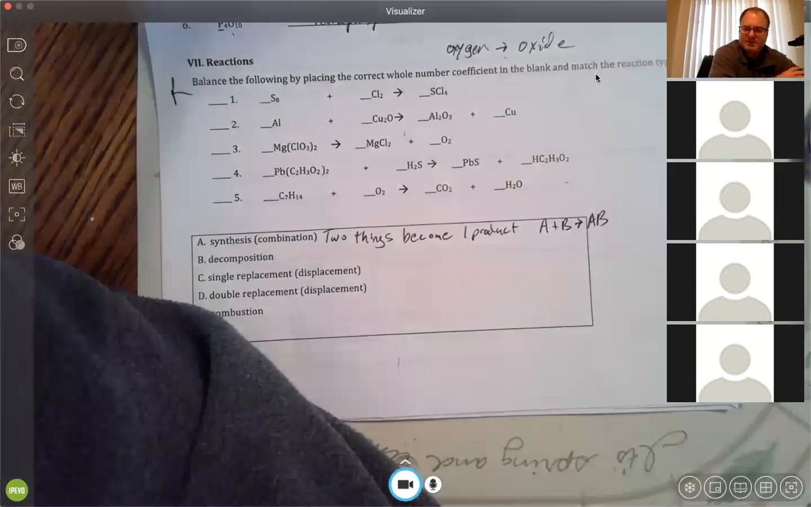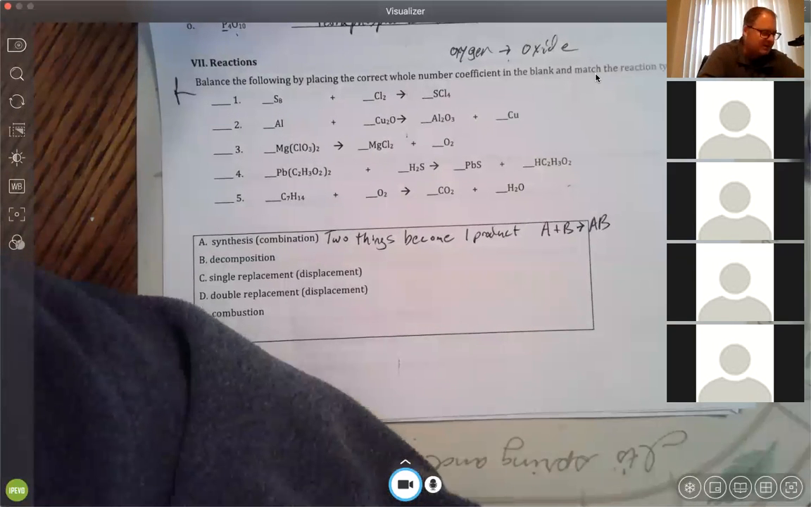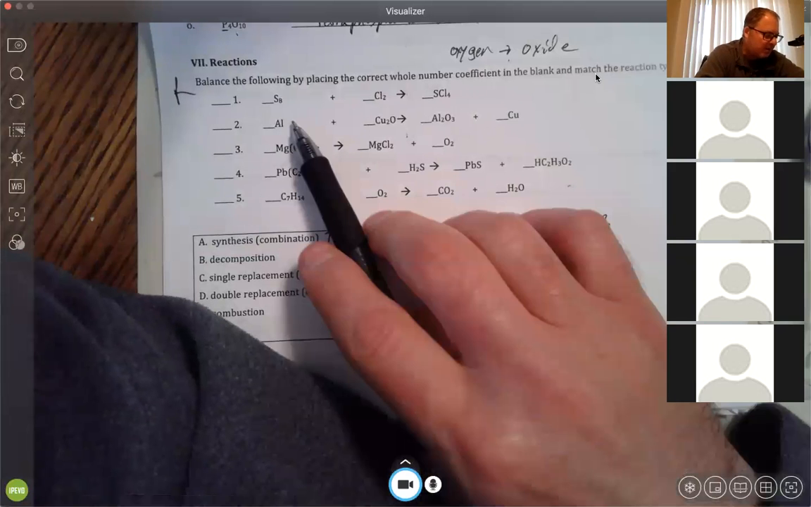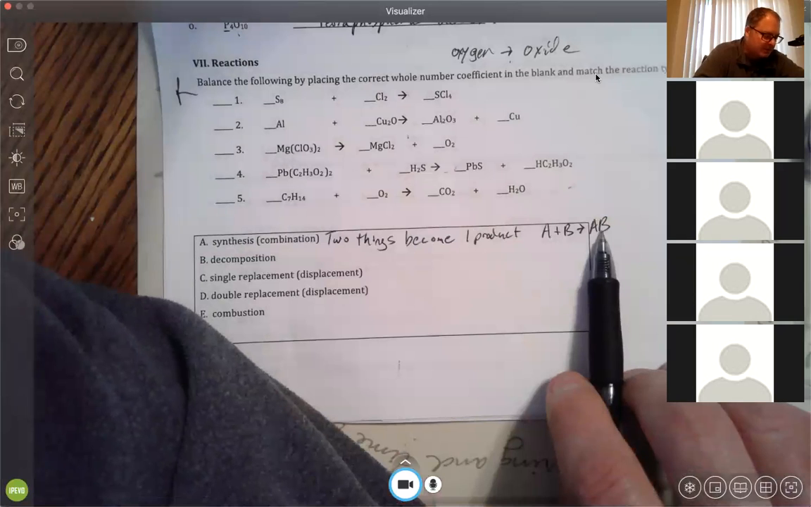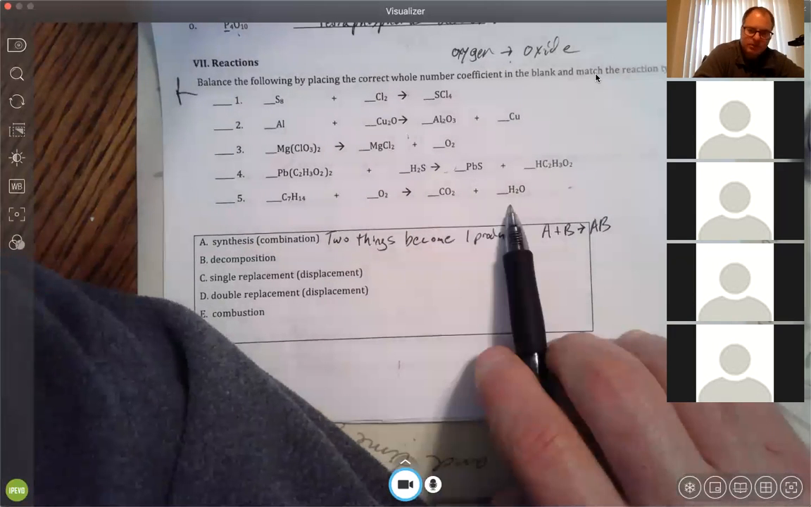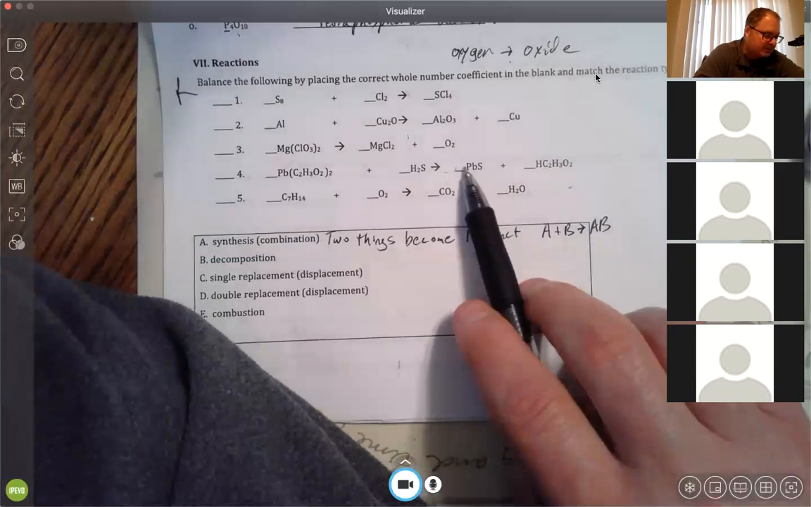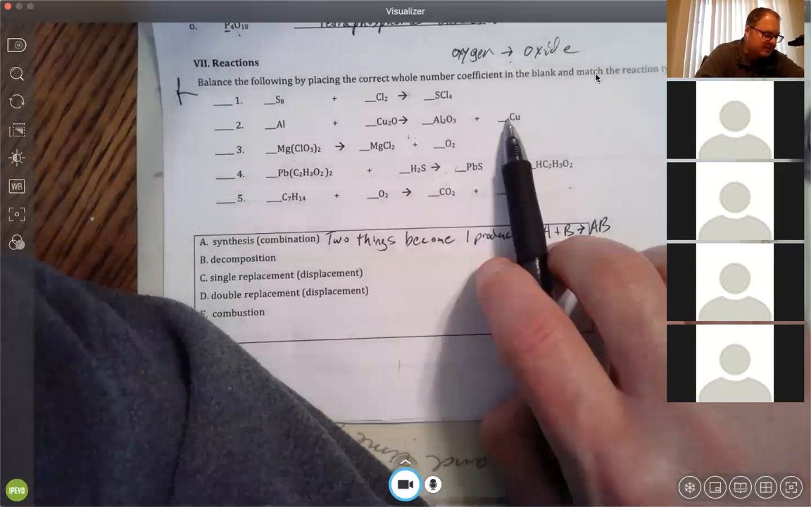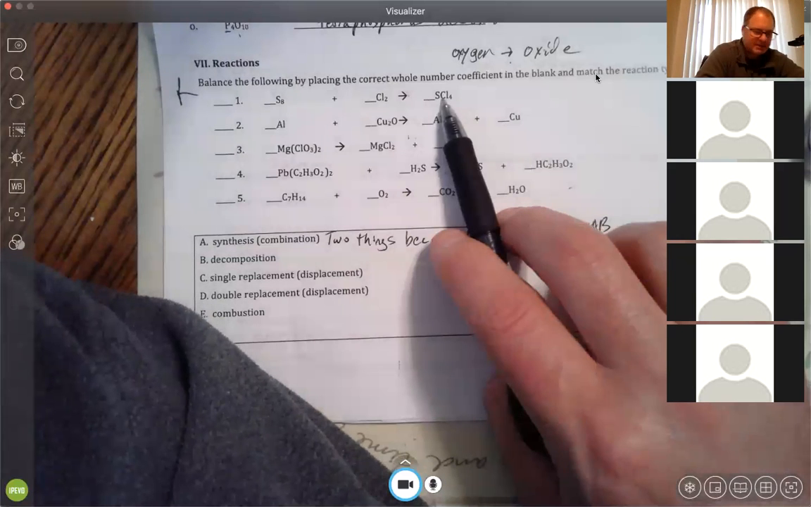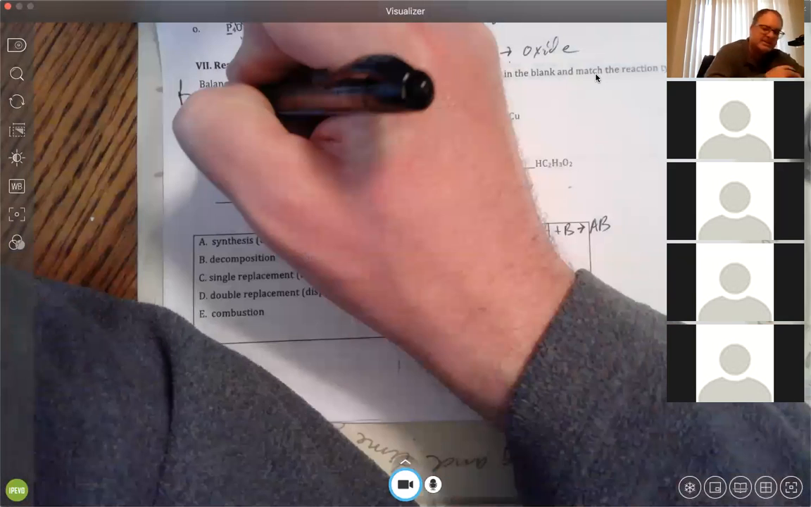Now, the cool thing is if you have this type of thing, you can go up here and look and say, okay, where are all of those? Basically, I'm looking for one product. Here I have 1 plus 1, that's 2 products. Here I have 2 products. Here I have 2 products. Here I have 2 products. Here I have 1 product. So right there, that tells me that that's a synthesis.